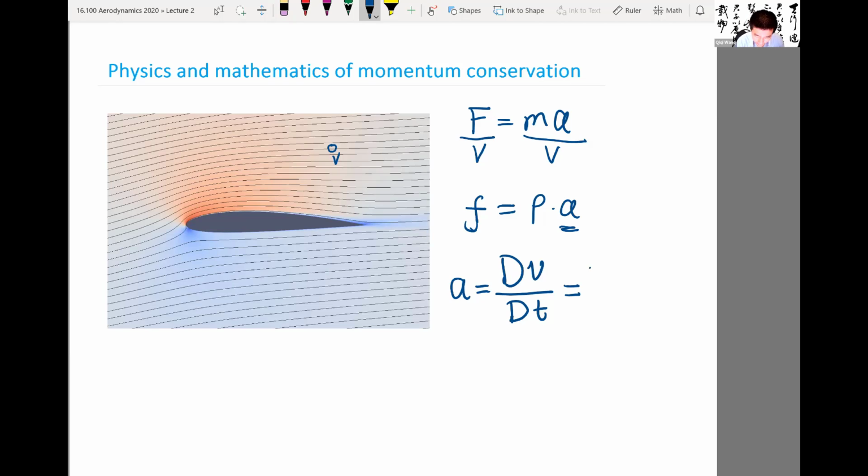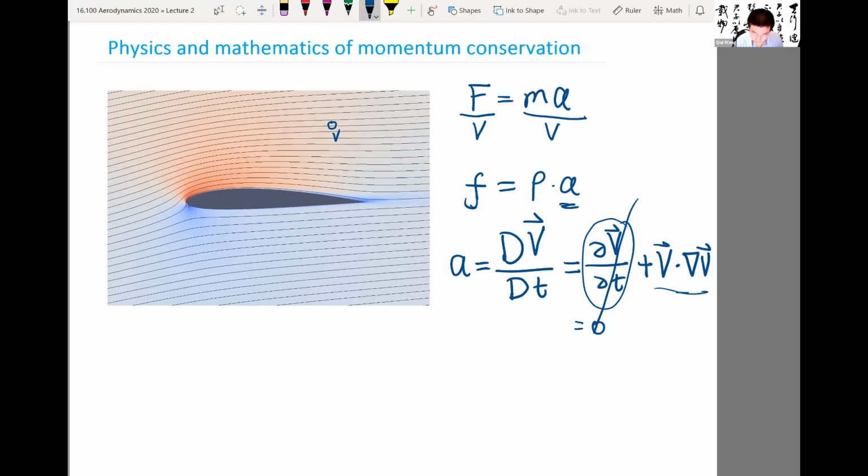usually denoted as big D. That can be written as partial V partial T, the Eulerian derivative, which is equal to 0 if we are looking at a steady state flow field, plus what we call the material derivative, basically. Well, here, let me just write this in full vector form, the big V, plus a big V dot with the gradient of V. So let's look at this term later. So this first term is equal to 0, and we only have the second term that is equal to f.